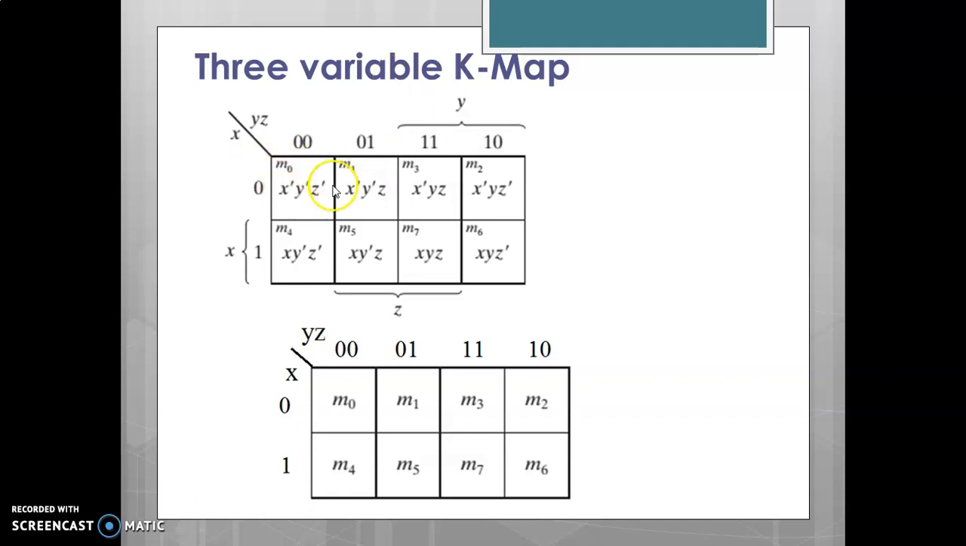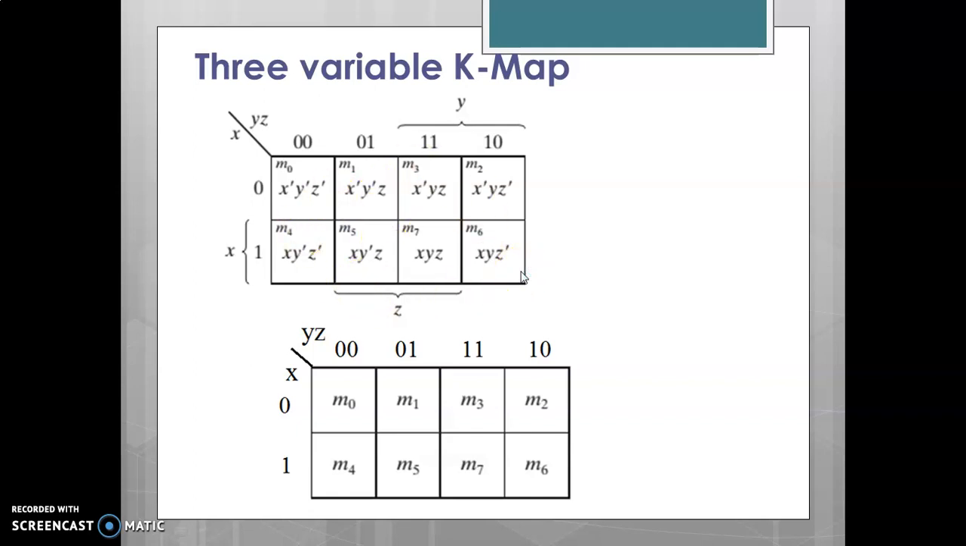Similarly, the first cell corresponds to, since x is 0 here, we write x bar, y is 0, z is 0, so we write x bar, y bar, z bar in the first cell. The same way, x is 1 here and y is 0 here, z is 0 here, so we put x, y bar, z bar here. Same way, x is 0, y is 0, z is 1, so x bar, y bar, z is written. So the same sequence follows.